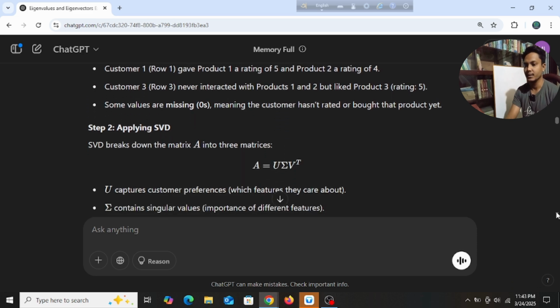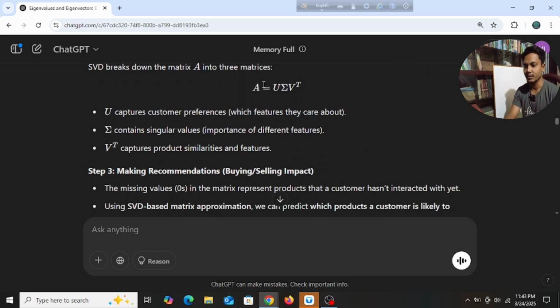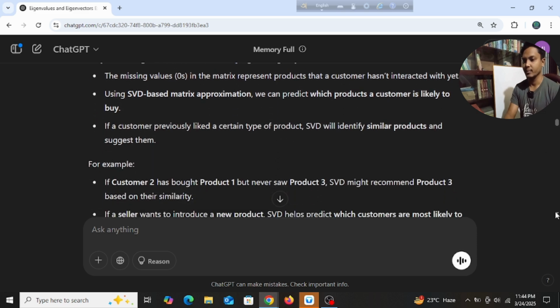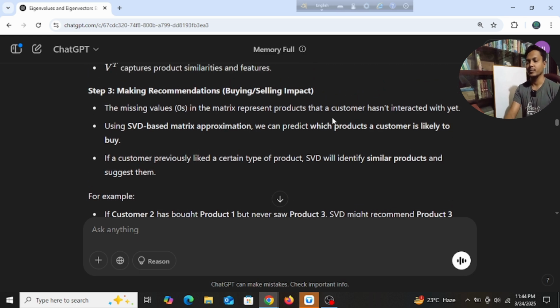So applying SVD, you see SVD breaks this down. U captures customer preferences. Sigma contains singular values, the importance of different features, and V transpose captures product similarities and features. So making recommendations, buying and selling impact: the missing values in the matrix represent products that a customer hasn't interacted with yet. Using SVD based matrix approximation, we can predict which products a customer is likely to buy.